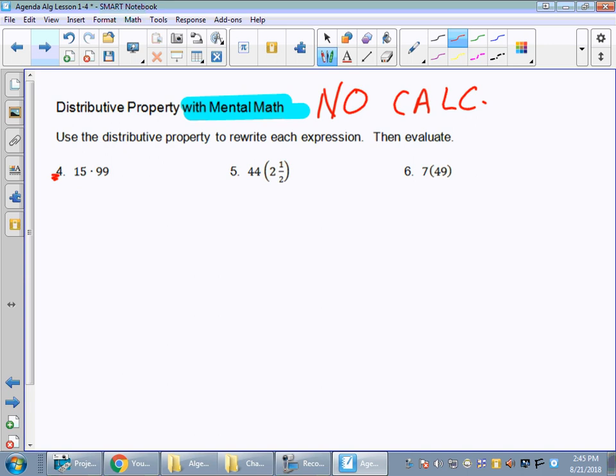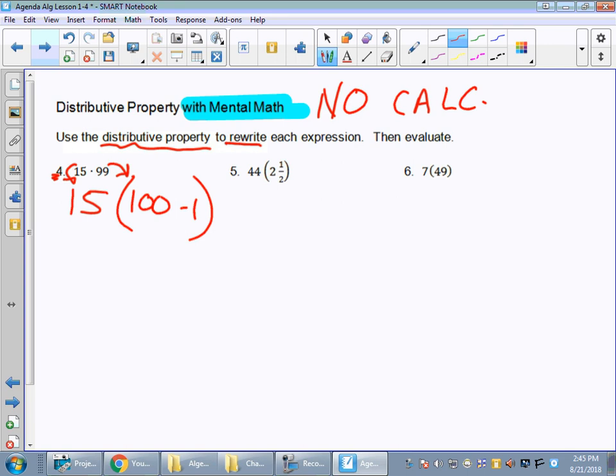So we're taking a look, and it says use the distributive property to rewrite each expression, then evaluate it. So we have to rewrite it. We take a look at these numbers, 15 and 99. Well, what's a number that 99 is really close to that's a little bit easier to work with? Well, 100. 100 is really close to 99. So I could rewrite this expression by bringing this 15 down and then multiplying it by 100 minus 1. Because isn't 100 minus 1 basically 99? It's the same problem. I'm just rewriting it. Instead of putting 99, I'm putting 100 minus 1.